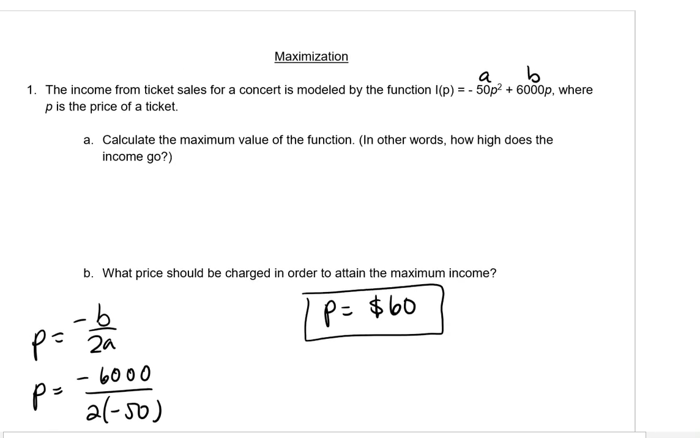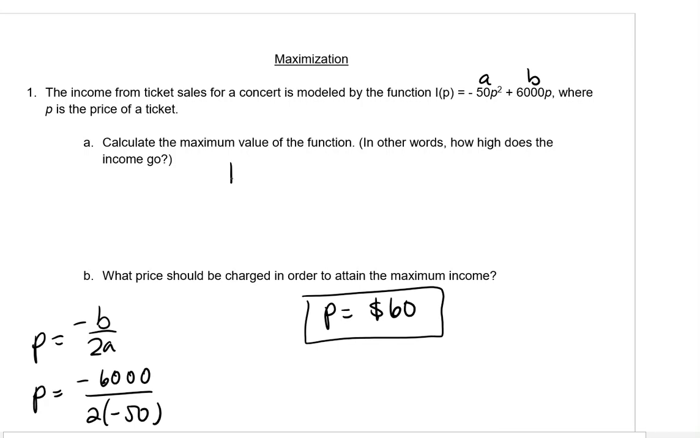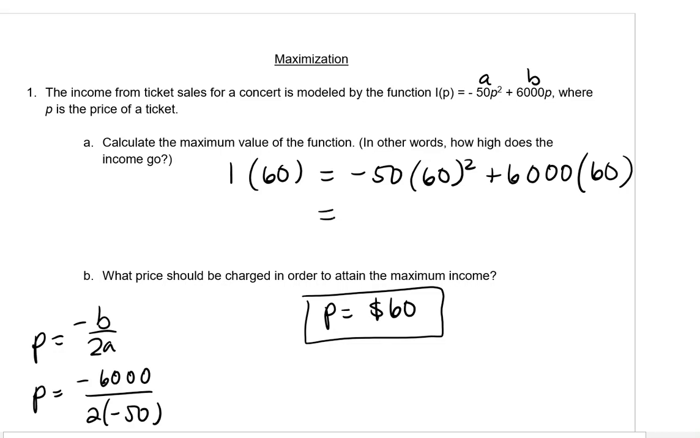Now, to find the actual income, we're going to do income of 60, and we're going to just plug it in. So basically, what I'm doing for these maximization problems is finding the vertex, and each part of the coordinate is answering one part of the question. The x-coordinate is answering one part of the question, and the y-coordinate is answering another part. This one happened to be that a was the y-coordinate and b was the x-coordinate, but it could be either way.